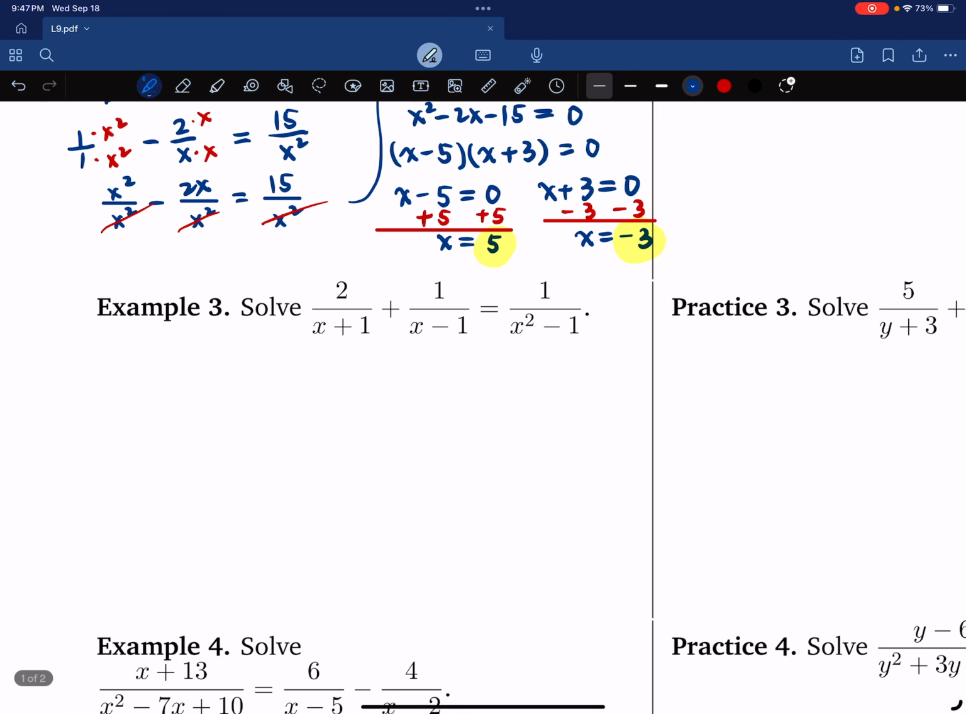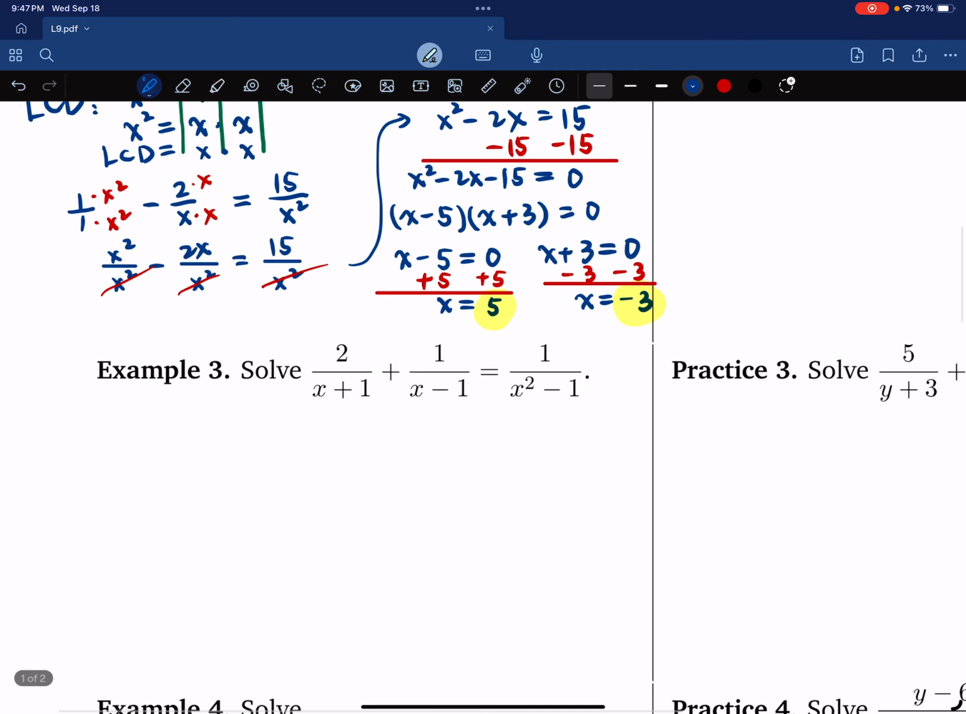Example 3. Example 3, I'm going to do method number 1 again, starting with the restrictions. We have 3 denominators, and for each of them, you see what value is restricted. Let's make the first denominator 0. If I make x plus 1 equal 0, I will get x is negative 1. So we know that x cannot be negative 1.